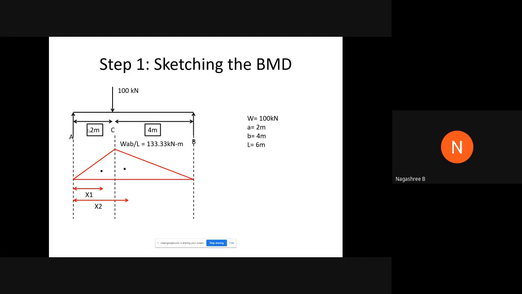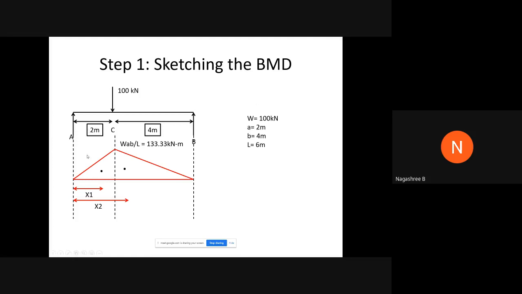In the case of the moment area method, in order to determine the slope and deflection, we have two theorems. To determine the slope, it is the area of the M by EI diagram, that is the area of the bending moment diagram, and for determining the deflection, it is the area multiplied with the centroidal distance. So for determining both slope and deflection, the first thing is we need to draw the bending moment diagram.